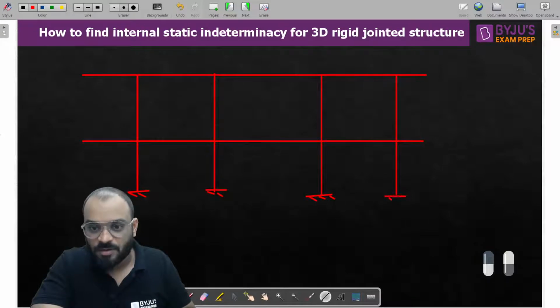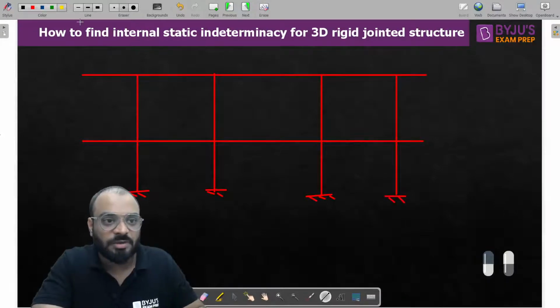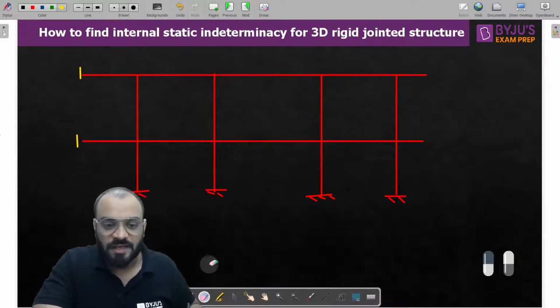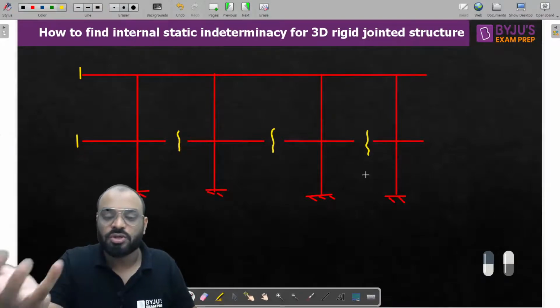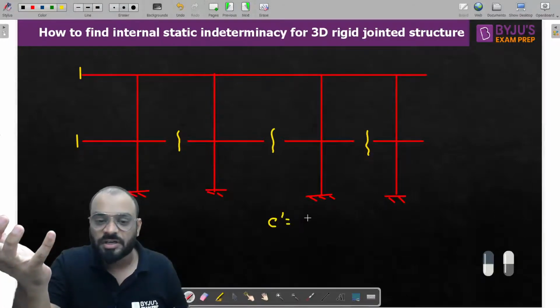Yes, sir. Now tell me, guys, how many cuts have we done? 1 and 2 only. Now tell me, guys, if I cut this particular member, then this portion will become open. If I cut this member, this portion will become open. If I cut this member, this portion will become open. So how many cuts have we done over here? 1, 2, 3. So the total number of cuts is equal to how much? It is equal to 5.